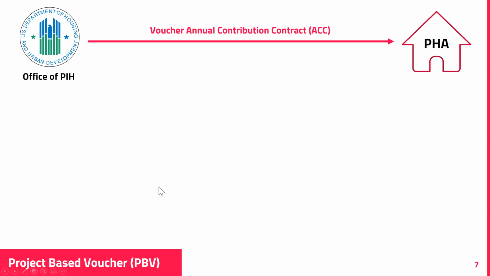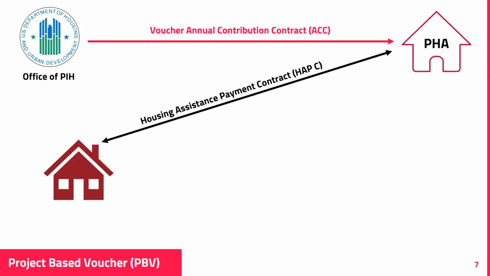Now, on the other hand, the project-based voucher starts again the same way with the Office of Public and Indian Housing. From there, they issue a voucher annual contribution contract, or the ACC, to the Public Housing Authority, who then has the HAP contract directly with the property. So this is where the difference starts. Instead of having tiny little HAP contracts for each voucher, they have one big contract for each property.